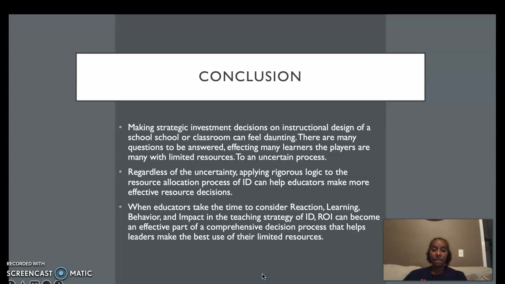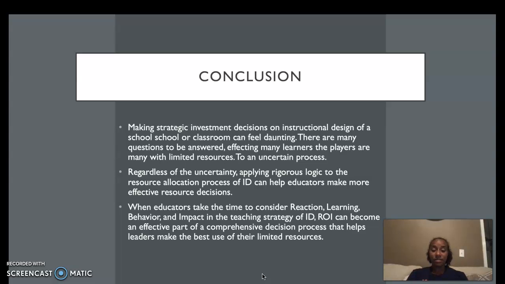In conclusion, making strategic investment decisions on instructional design in a school or classroom can feel daunting. There are many questions to be answered, affecting many learners with limited resources. And it's an uncertain process.